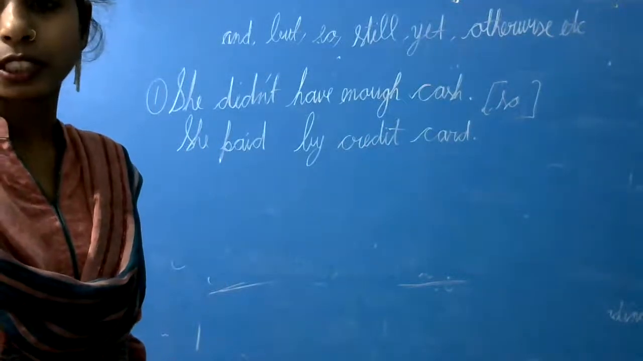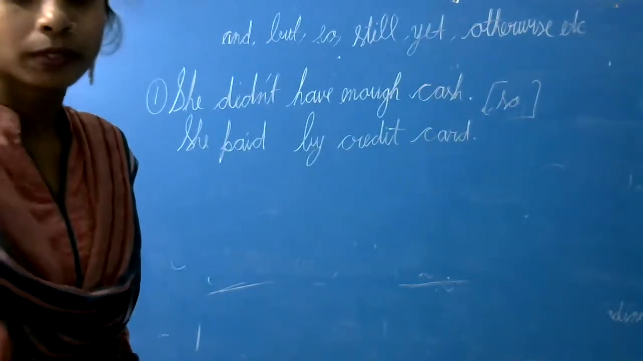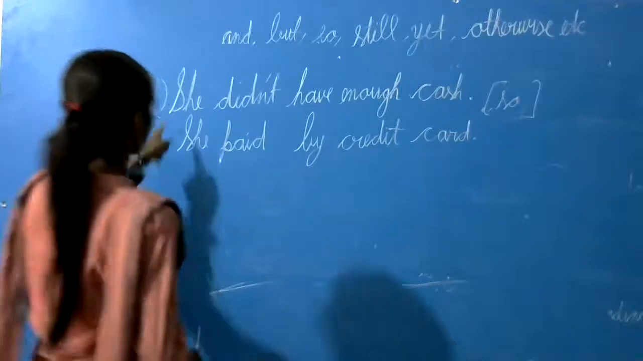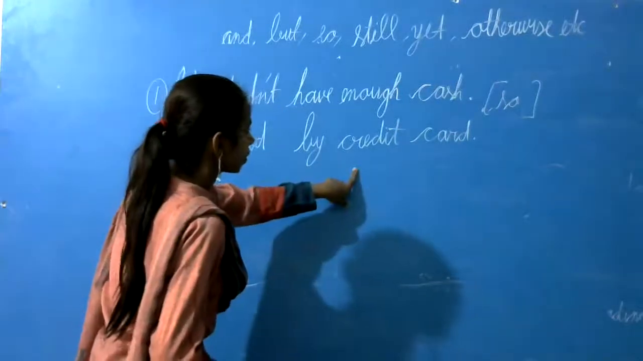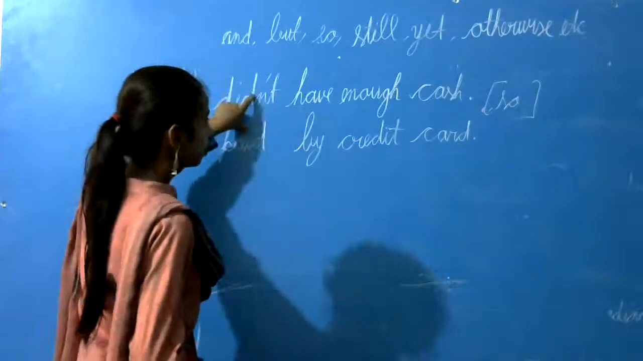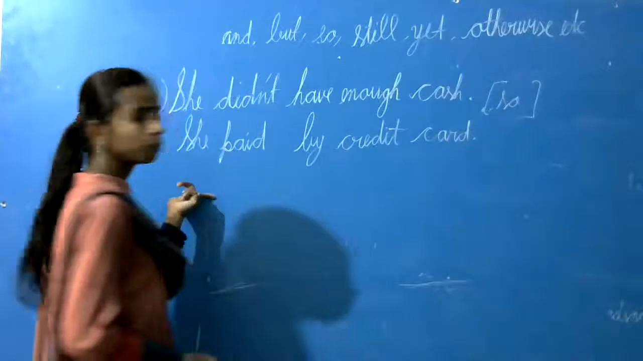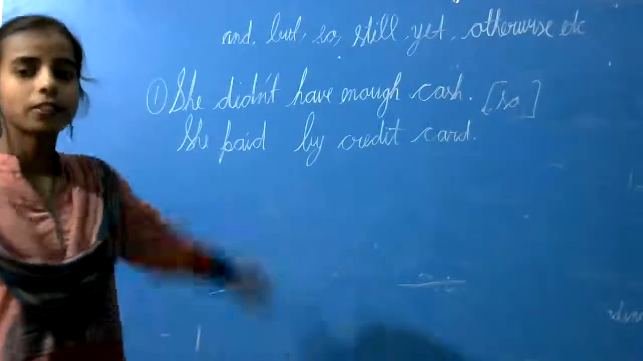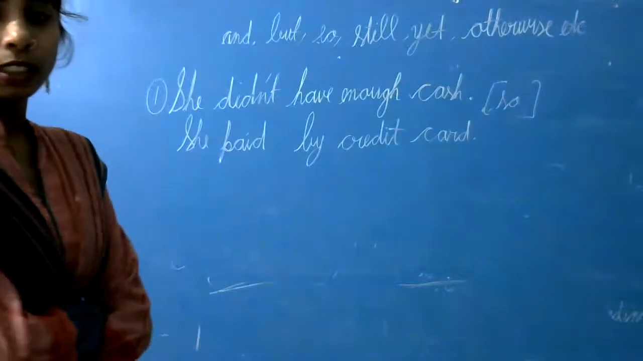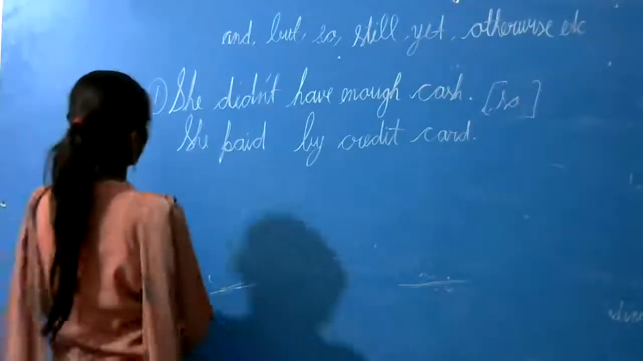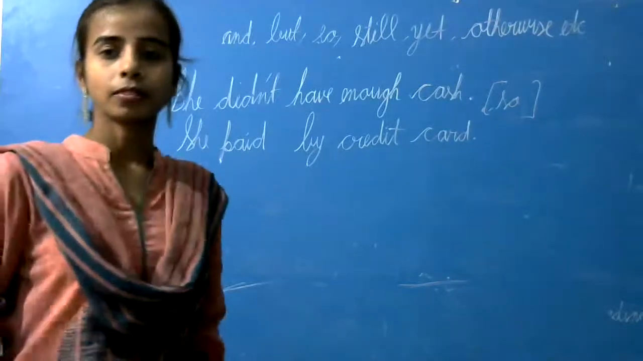He is rich, but he is a miser. Comma is not used. She didn't have enough cash. She paid by credit card. You have to join it using the conjunction so and convert it into a compound sentence. इन दो sentences का use करते हुए आपको इसको compound sentence बनाना है. Come on, Anushka, Aryan. Anyone can solve this? No one can solve.